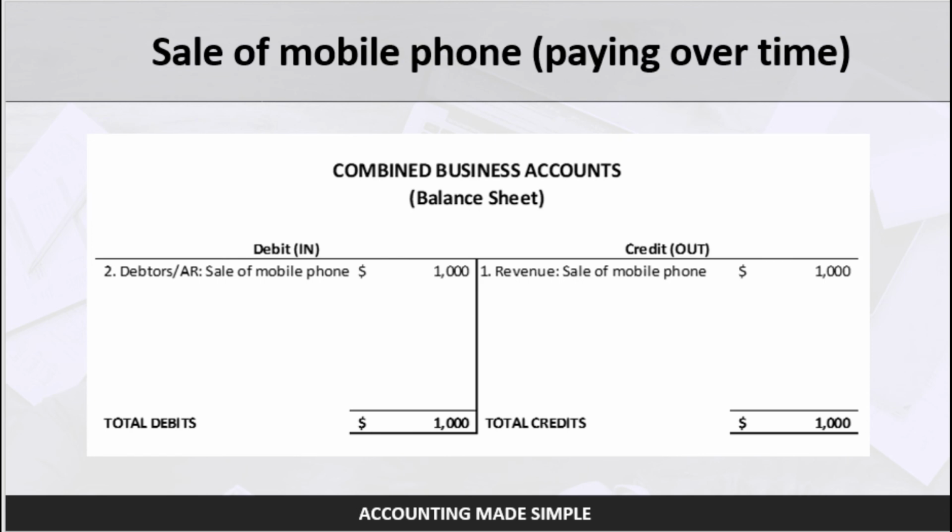In our combined business accounts, we can see that the debtors side, the money side of the entry, is $1,000 recorded as a debit. The other side of the entry, being always opposite, is $1,000 recorded to the revenue account as a credit.